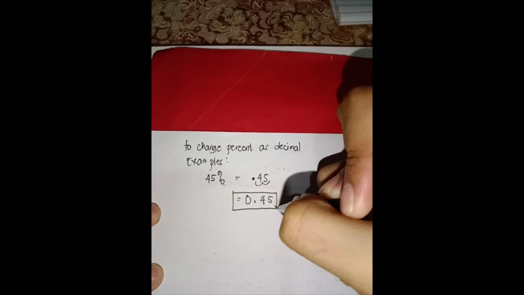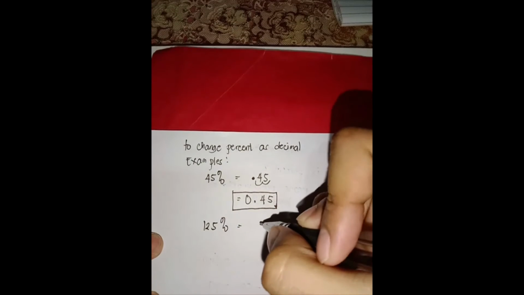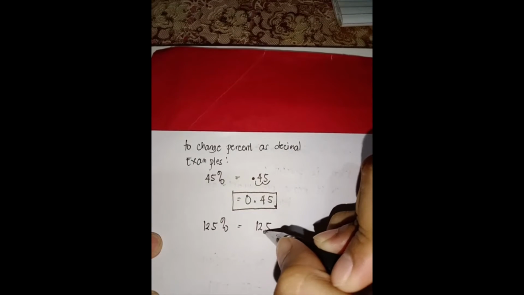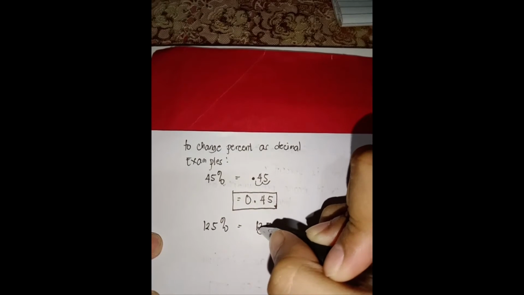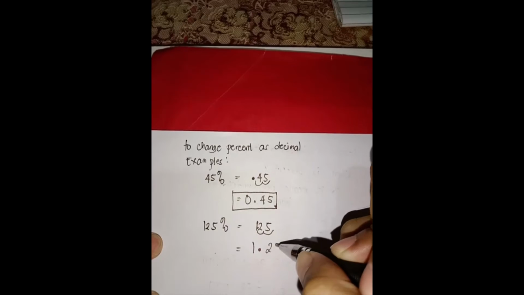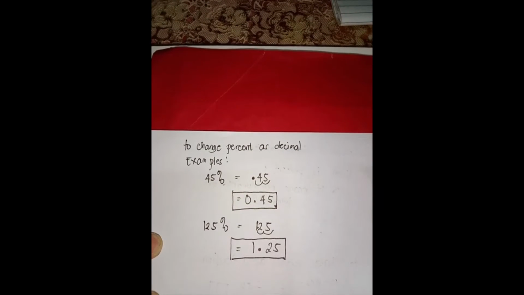So magmumove lang tayo ng 2 decimal places. Another example, what if I have here 125%? I-drop off muna natin itong si percent sign. Then, 1, 2. So lagay decimal point. Therefore, 1 and 25 hundredths. So yun lang yung rule to change percent to decimal.